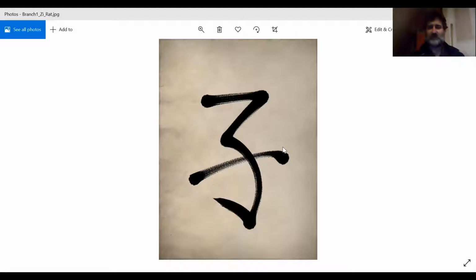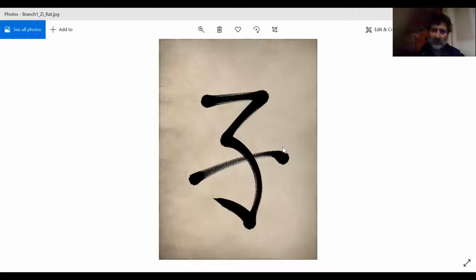The quality of rat is abiding in the heart of yin. This is pure yin, but as is shown in the Tai Chi diagram, pure yin contains the seed of yang. So rat here is that seed of yang.